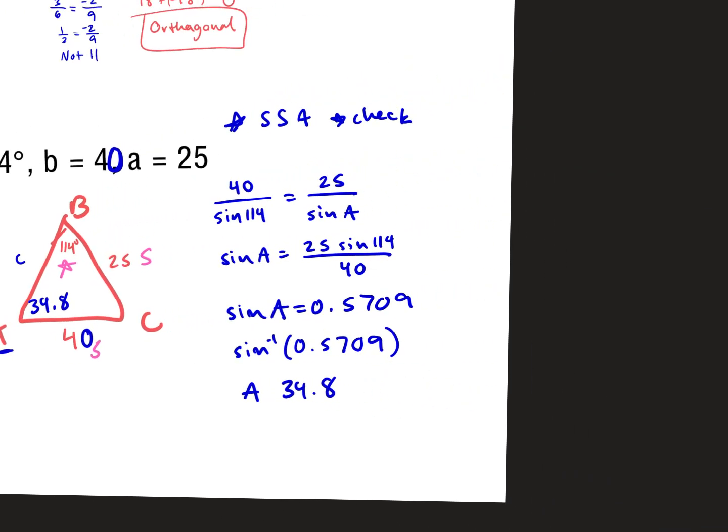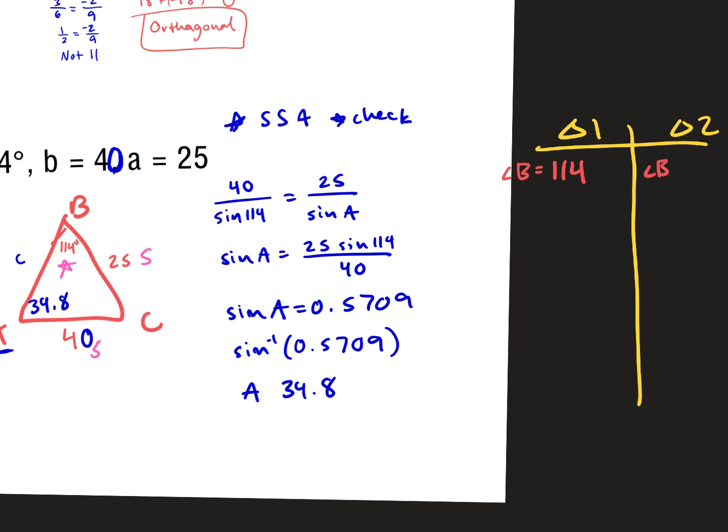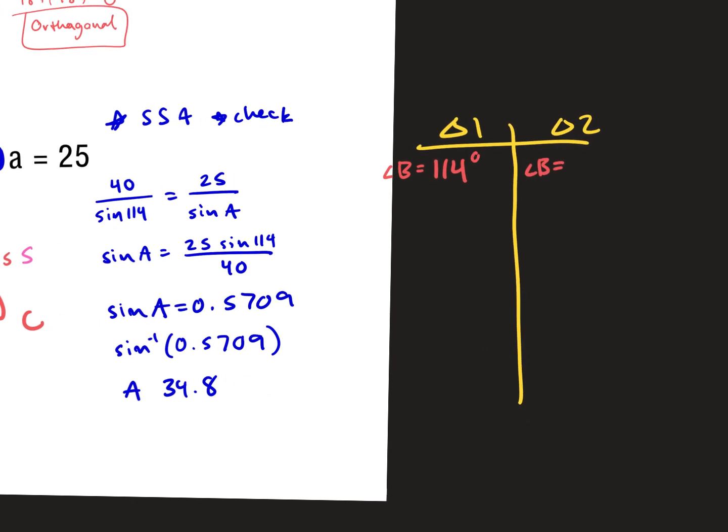So I know that I'm going to have to check for two triangles. I'm just going to get it started here now. So I have triangle 1 and triangle 2. So I start with the one that was given. So that was 114, angle B. So new angle B is going to be the same, 114. Angle A I just found was 34.8.